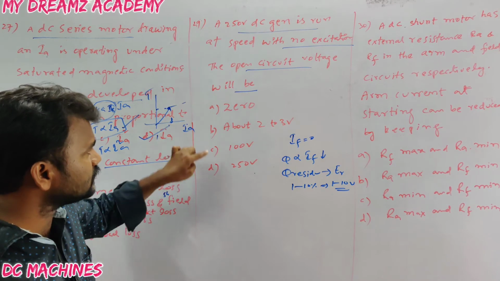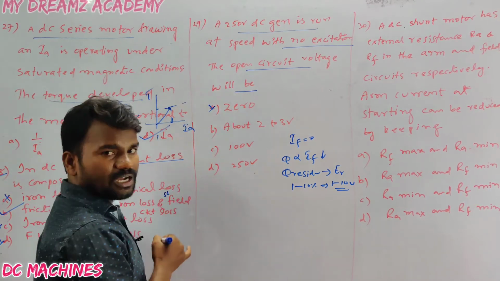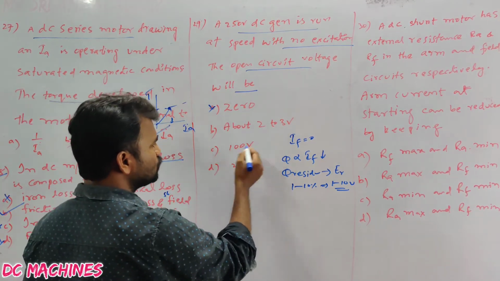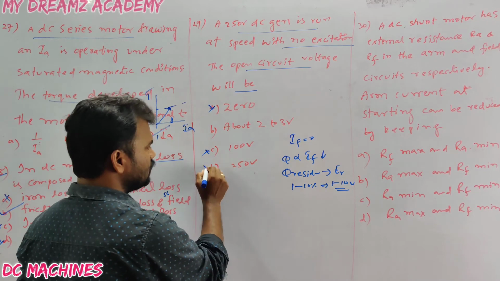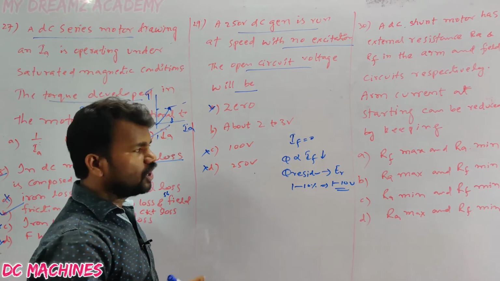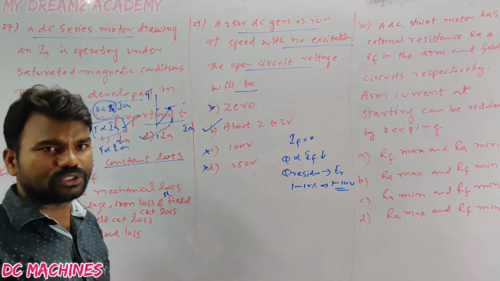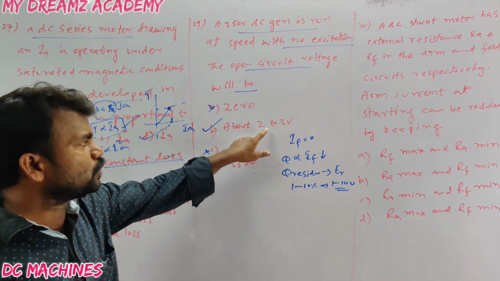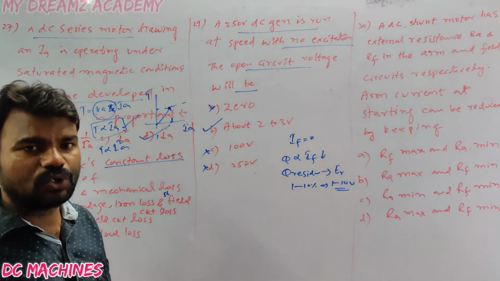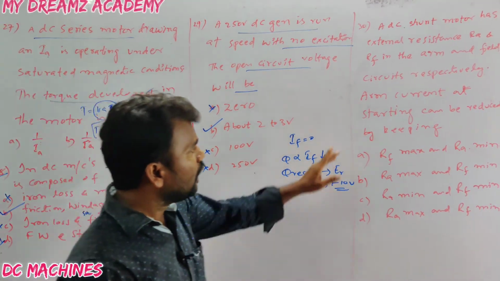So check out the answers. 0 is the wrong option, about 2 to 3 volts is right, 100 volts is a wrong answer, 250 volts is a wrong answer. Due to the residual flux, the voltage is 2 to 3 volts. And the last question.